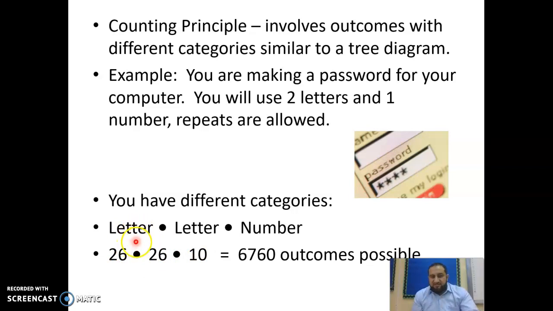26 letters are there. Out of these 26 letters you will choose any letter. Again you have a choice of a letter over here, so you choose one letter out of 26, which is 26 again. And then the numbers you can choose from 0 to 9. So these are 10. So the total possible outcomes will be 6760 in this case.